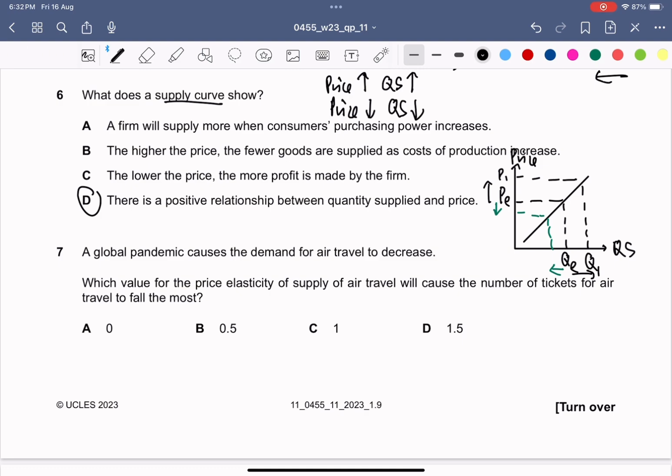Moving on, question 7. A global pandemic causes the demand for air travel to decrease. Which value for price elasticity of supply of air travel will cause the number of tickets for air travel to fall the most? Whenever you see fall the most or rise the most, it's definitely price elastic, because the quantity supplied is very responsive to the change in price. Price elastic supply is always more than 1, while price inelastic supply is always less than 1. In this case, we find the answer with more than 1, which is D, 1.5.